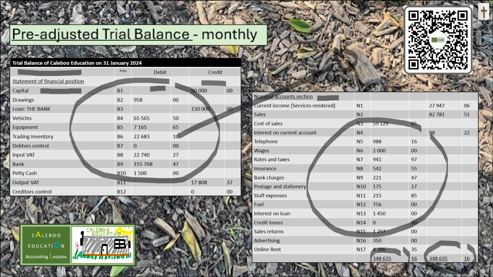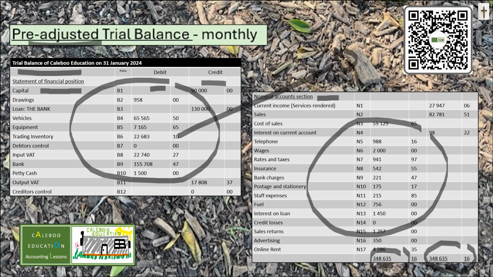But like I've mentioned in other videos, that doesn't mean that the trial balance is correct, because there are a number of reasons why, even though this balances, it might not be correct. But for the purpose of this video, this is a trial balance, and it's done on a monthly basis.